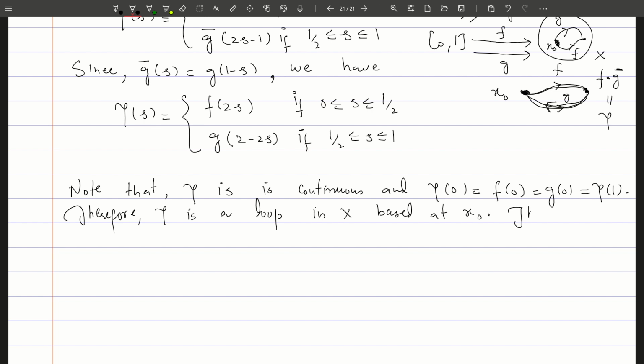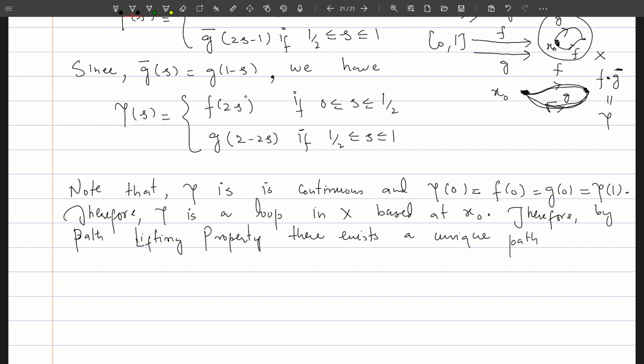So therefore by the path lifting property, there exists a unique path, say gamma tilde, from 0 1 to x tilde, such that this gamma tilde starts at x naught tilde and p composite with gamma tilde is gamma, which is the same as f dot g inverse.